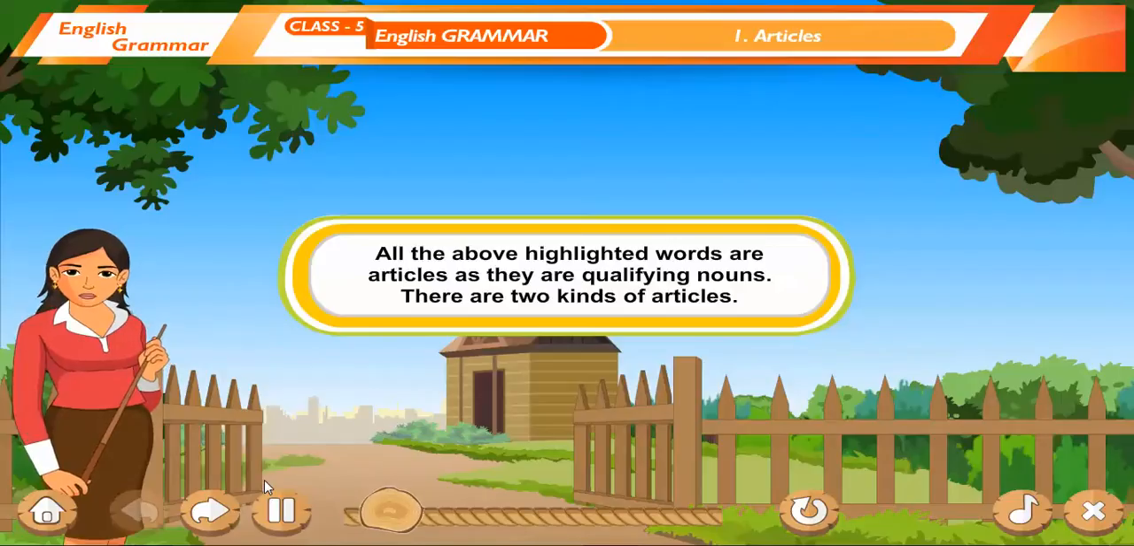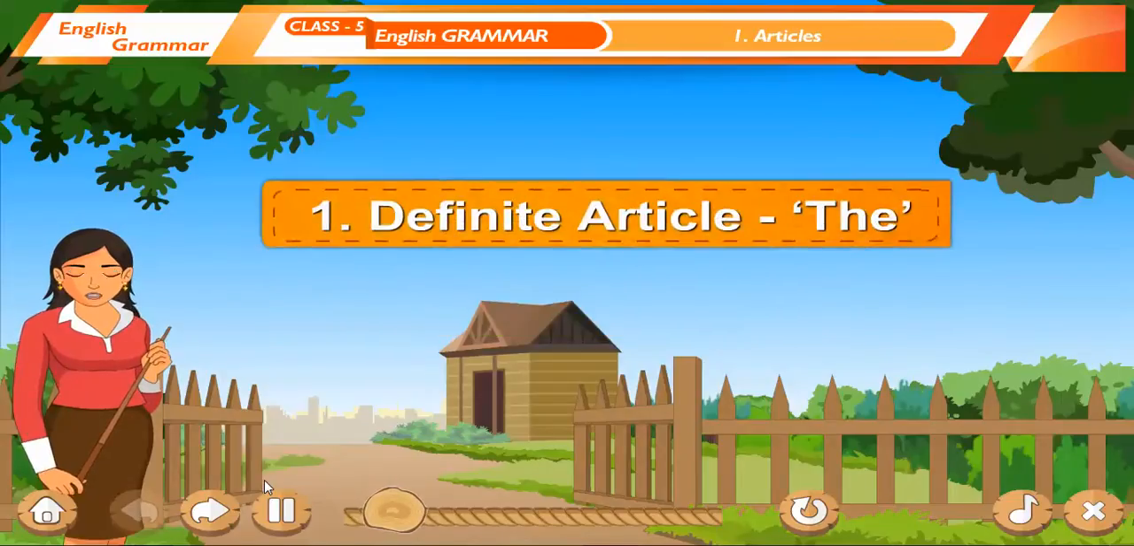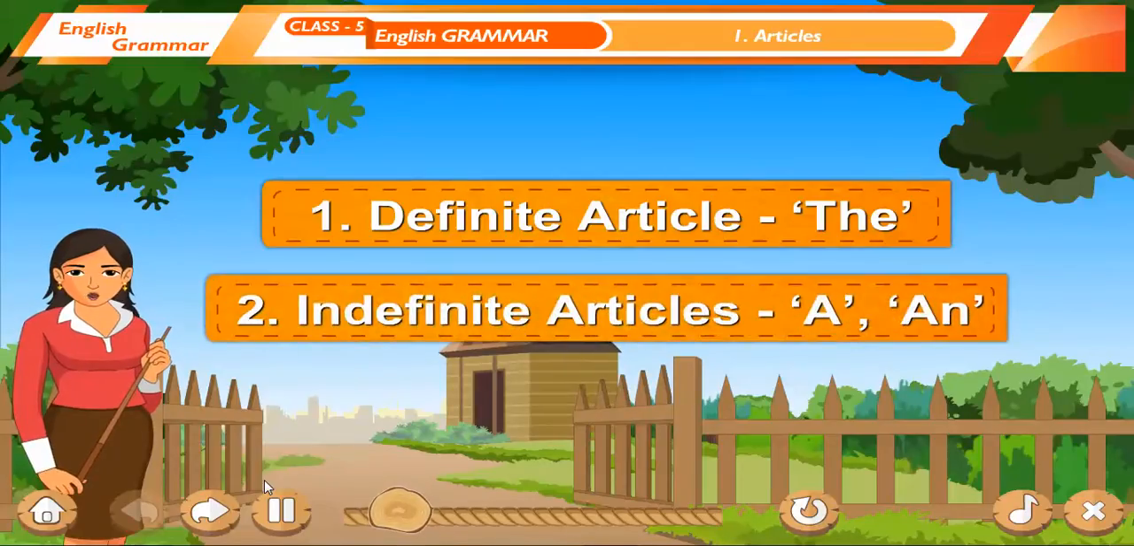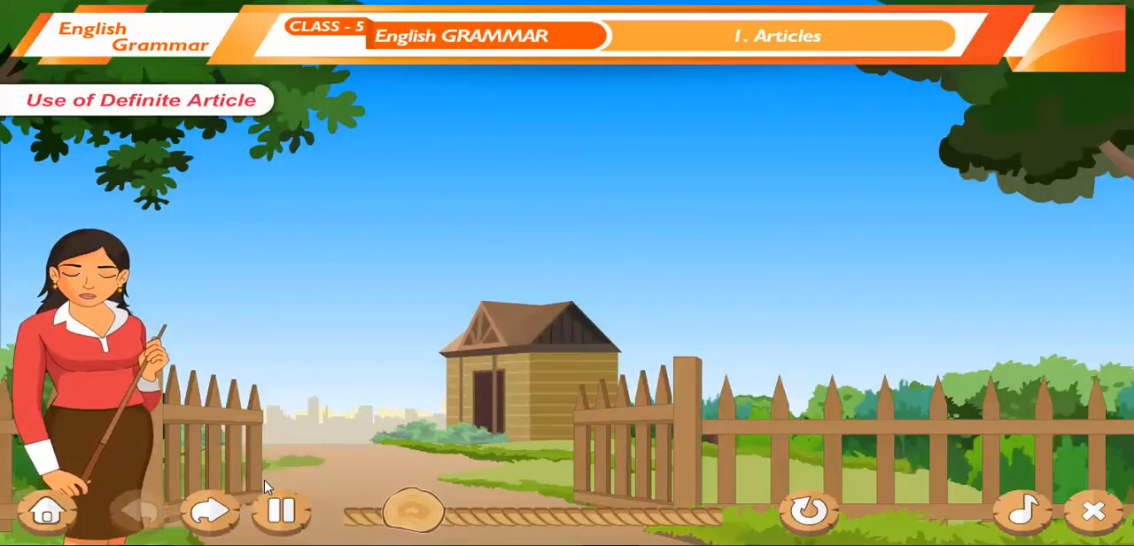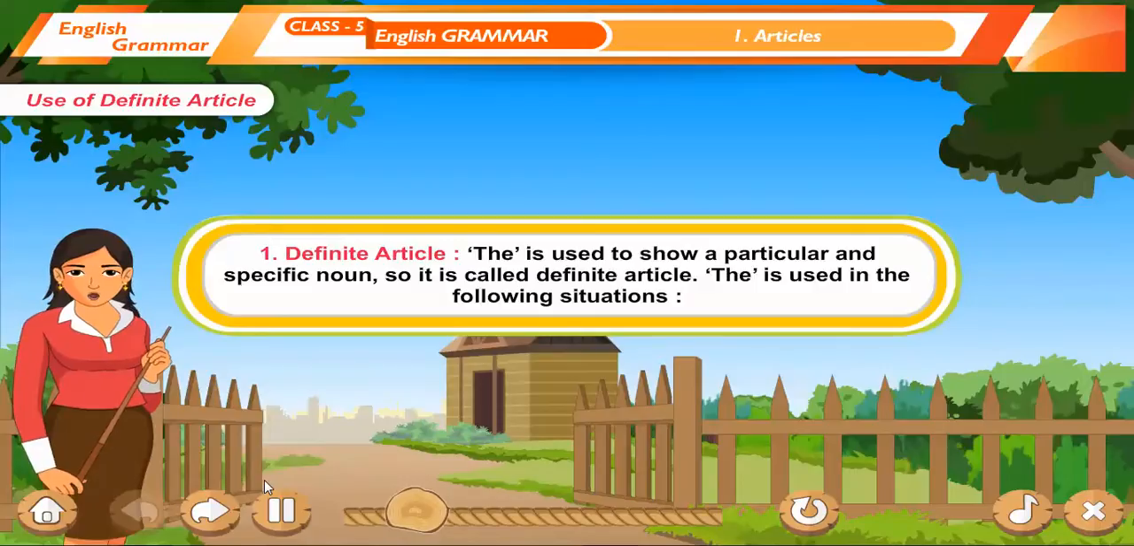There are two kinds of articles. 1. Definite article, the. 2. Indefinite articles, a or an. Use of definite article. 1. Definite article, the, is used to show a particular and specific noun. So, it is called definite article. The is used in the following situations.